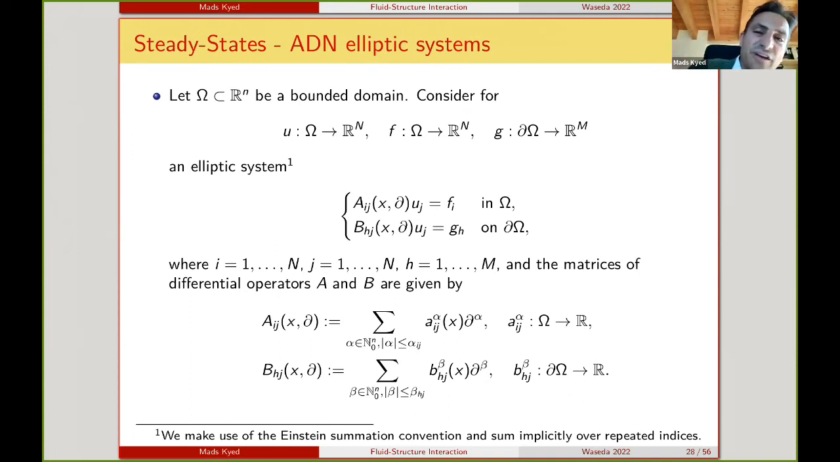For that purpose, we need the theory of Agmon, Douglis, Nirenberg. So I write here in the title of this next chapter, ADN elliptic systems. ADN stands for Agmon, Douglis, Nirenberg elliptic systems. And when we talk about elliptic systems, there are different ways to define ellipticity, I guess. And Agmon, Douglis, Nirenberg found a class of elliptic systems for which they were able to show L^p estimates, and those are the L^p estimates that we need for our fluid-structure systems.